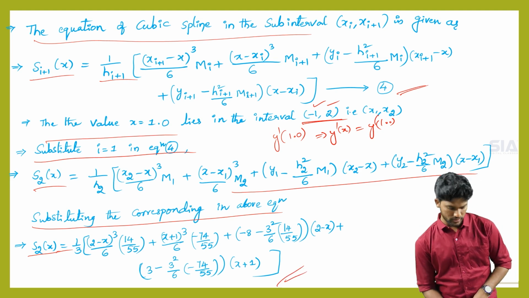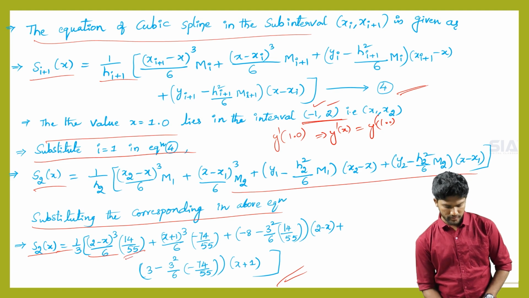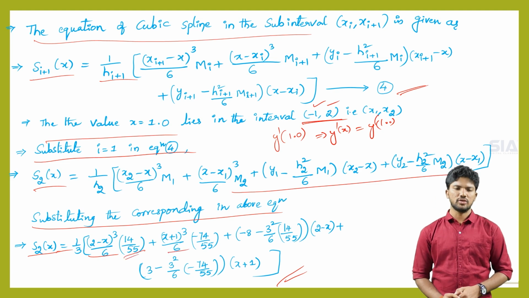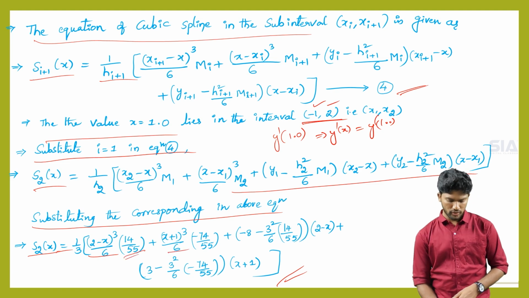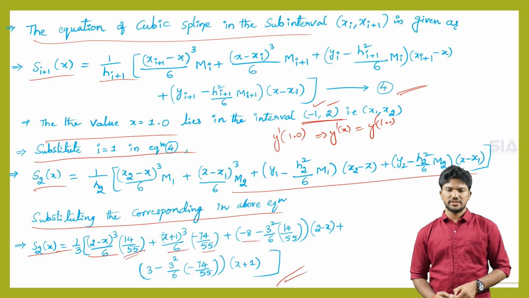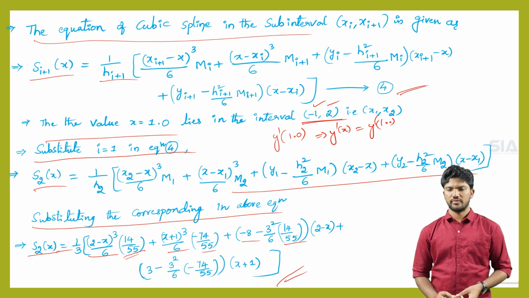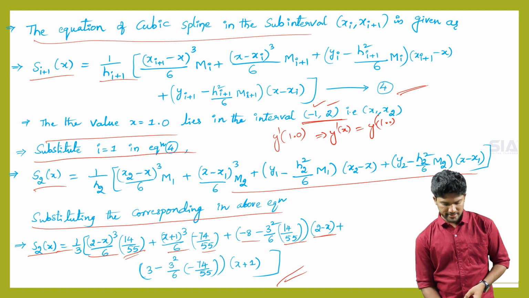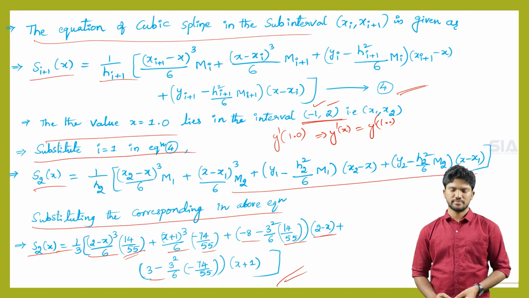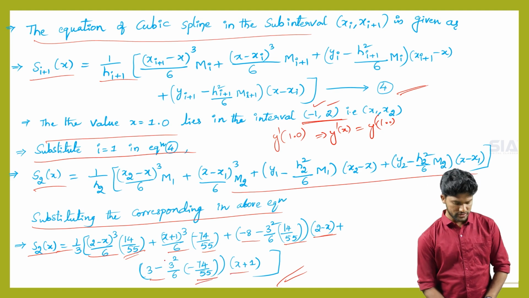1 by 3 into 2 minus x whole cube by 6, 14 by 55, plus x plus 1 whole cube by 6 minus 74 by 55, plus minus 8 minus 3 square by 6. Capital M1 value 14 by 55 into 2 minus x plus 3 minus 3 square by 6, minus 74 by 55 into x plus 1. That is the value of s2 of x.